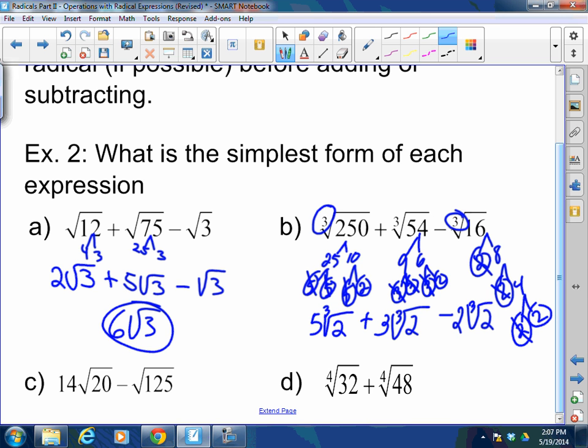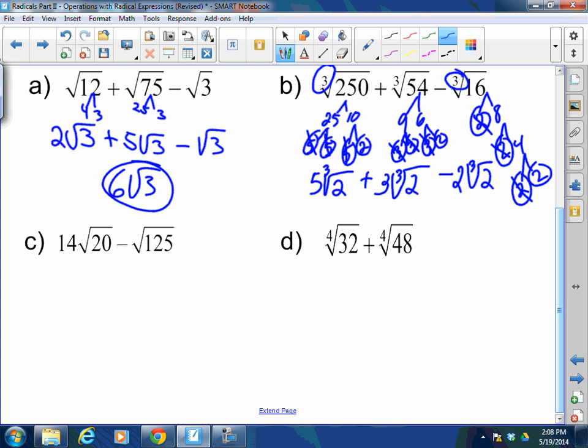So now, guys, can I add them now? Oh, yeah. 5 cube roots of 2 plus 3 cube roots of 2 is 8 cube roots of 2, minus 2 cube roots of 2 is 6 cube roots of 2.